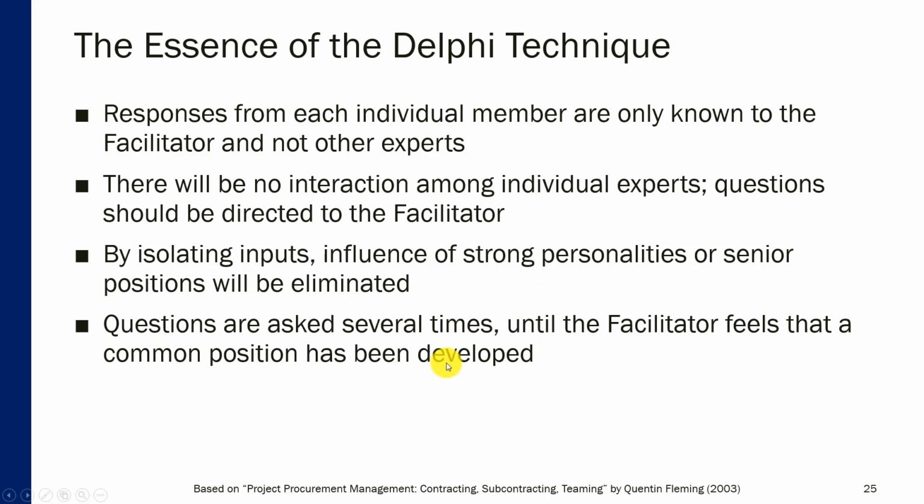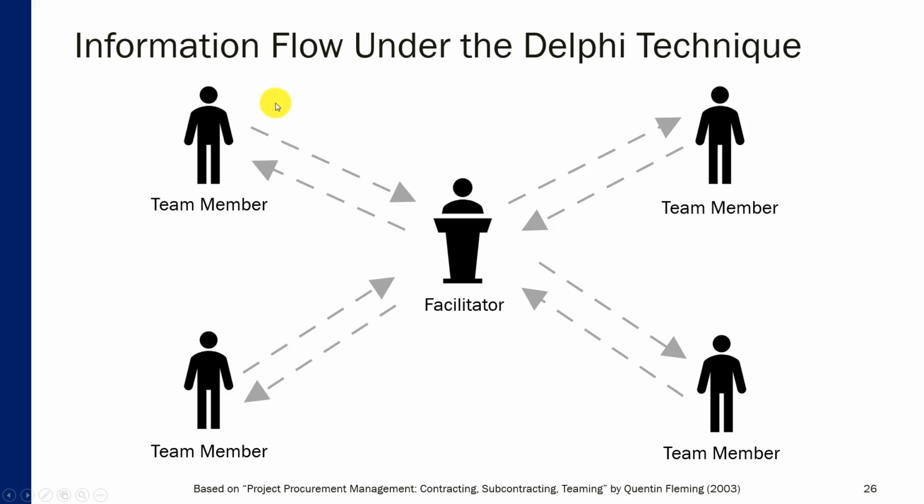So this is the essence of the Delphi technique: going through iterations, isolating input from individual members to prevent convergence of ideas or groupthink, and then after a few iterations, a common consensus is developed on the risks facing the project. So schematically, a Delphi session can be depicted as follows. You have team members or experts, and they all share their ideas with facilitators for several rounds until the facilitator develops a comprehensive list of ideas on which all the team members seem to converge.